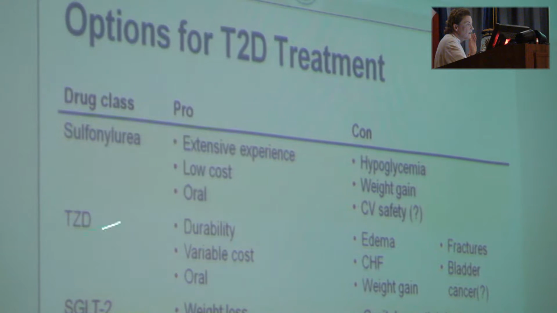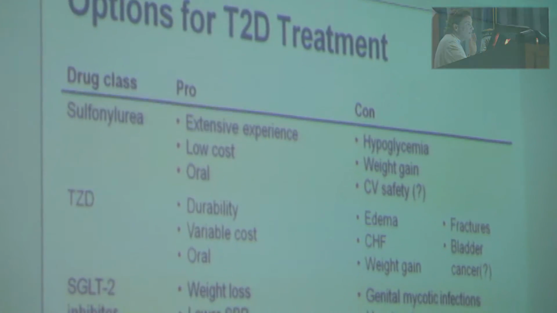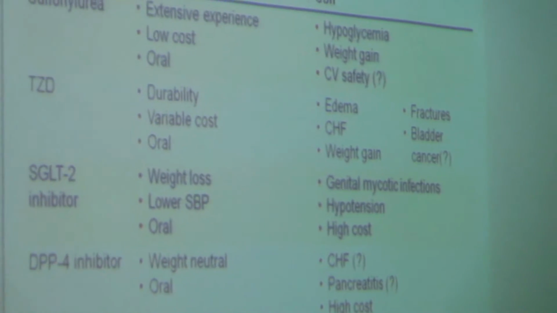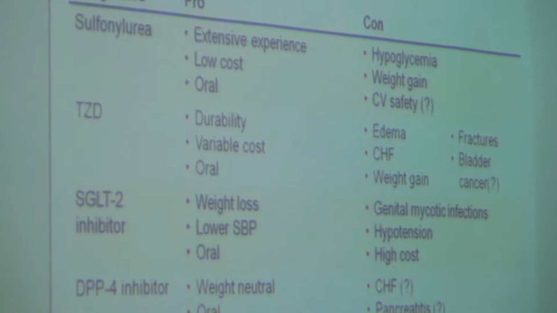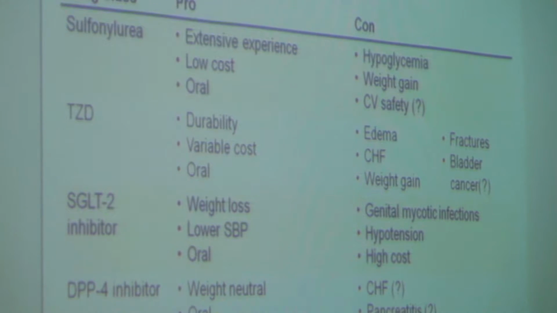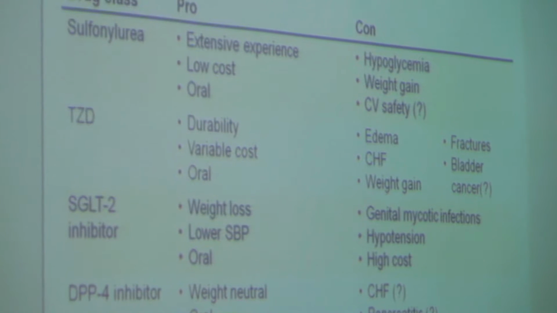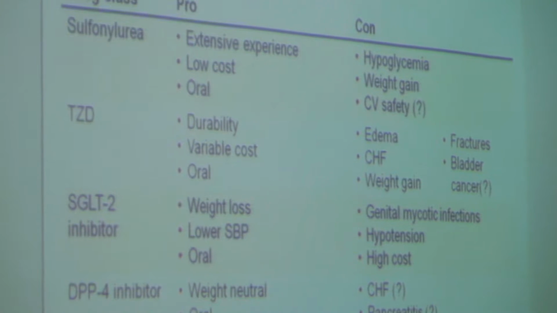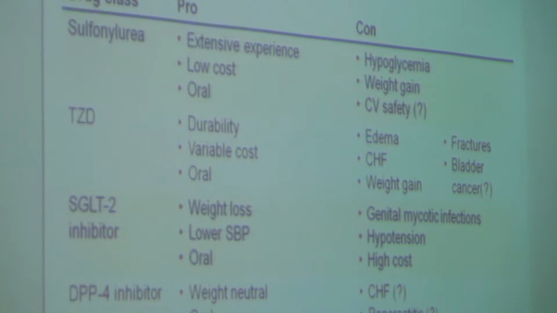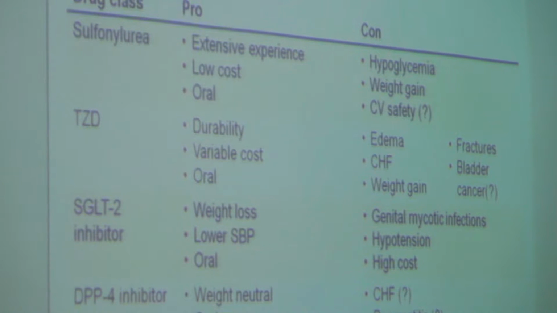The TZDs, we had troglitazone followed by rosiglitazone and pioglitazone. Rosiglitazone is pretty much out now, so we're left with pioglitazone. For appropriate patients, these are great drugs. One of the studies done on preventing conversion of pre-diabetics to type 2 diabetics was a study done using one of the glitazones. So I like them.